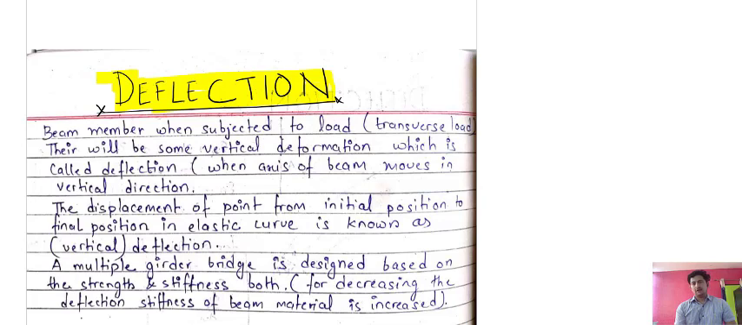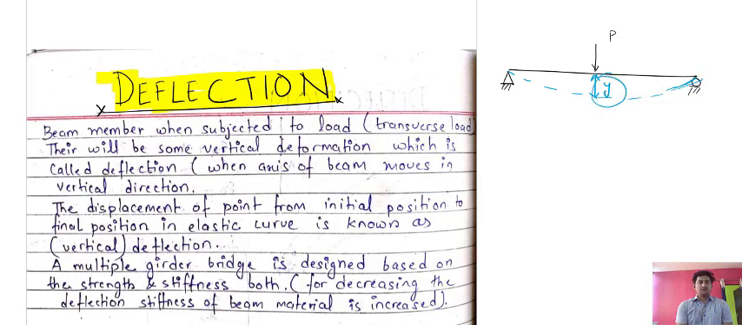Deflection: suppose we have a beam here and it is simply supported, and when we apply a load here, suppose we apply a P load, after the loading it will try to bend the beam like this. So this is the deflection. The movement of the beam in the vertical direction is denoted by y, and this is known as the deflection.